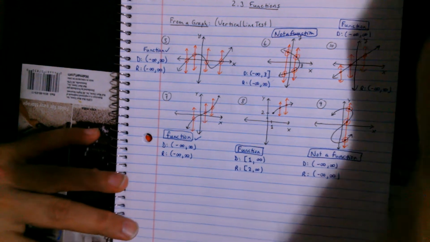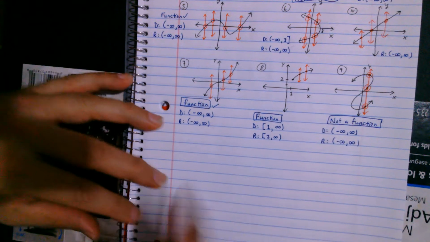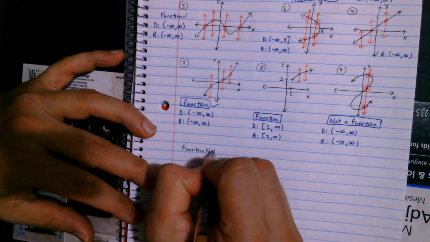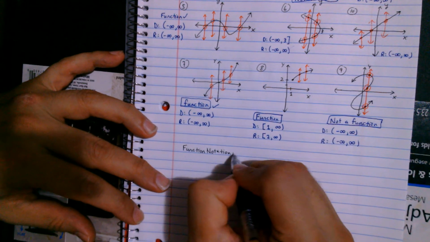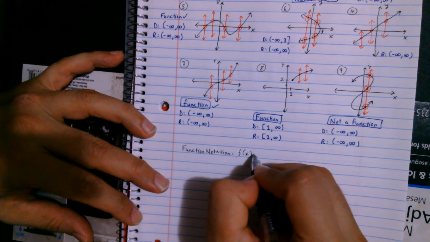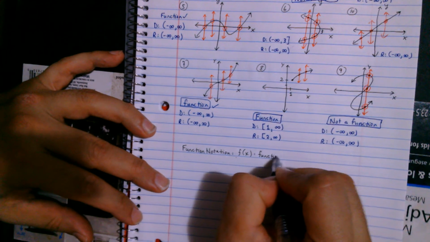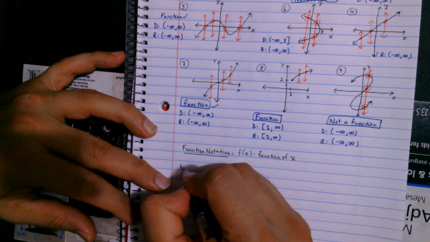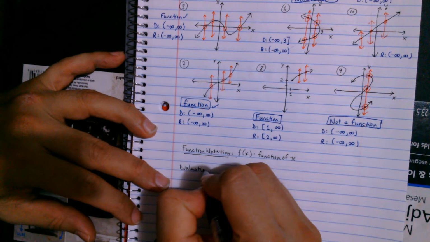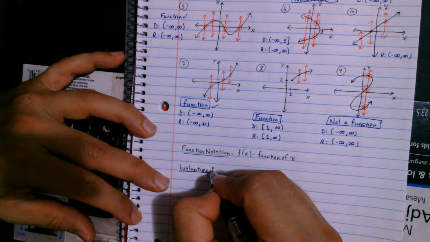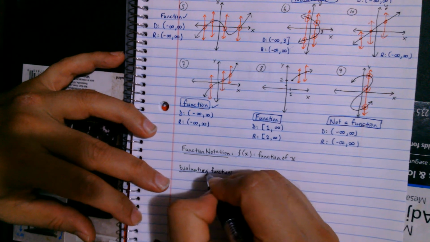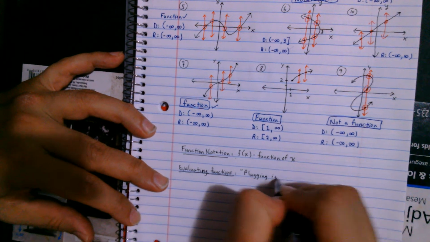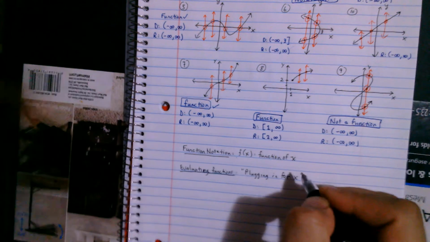And now one last thing is essentially the notation. We call f of x, function of x, and what we call evaluating. An easier way to think of it is kind of plugging in for x, so to speak.